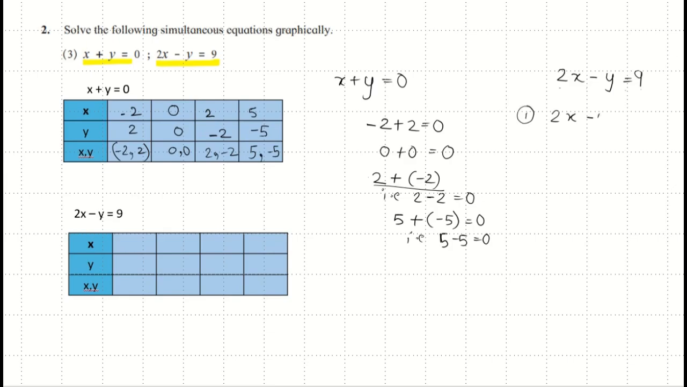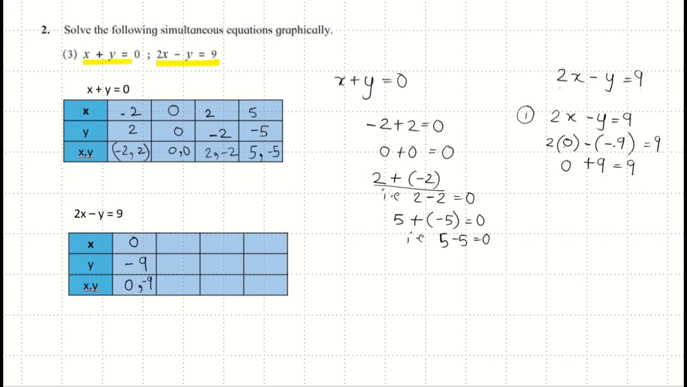Here, the equation is 2x minus y is equal to 9, where if we take x as 0 and y as minus 9, here 2 into 0 is 0. Minus into minus is plus, so 9 is equal to 9. So here we took x as 0 and y as minus 9, that is 0 comma minus 9.